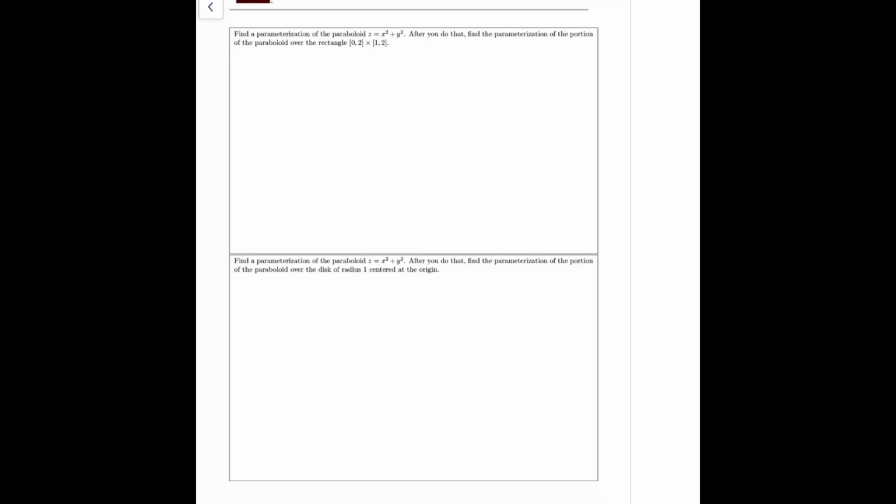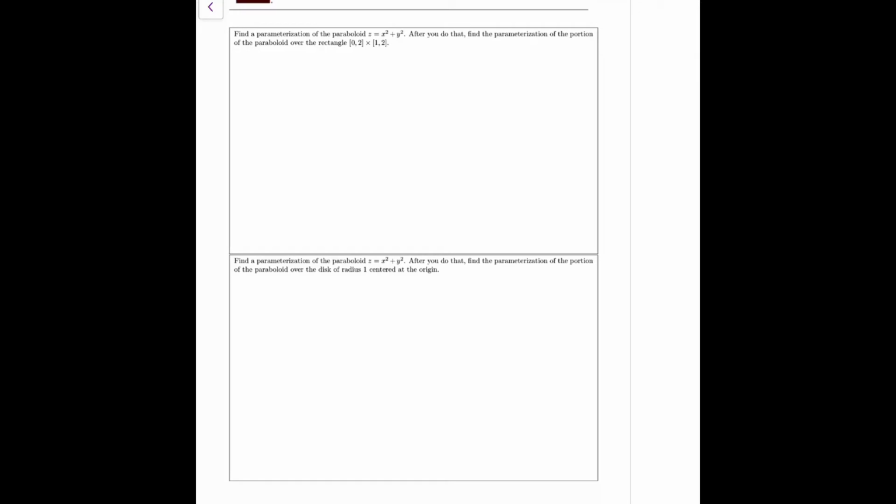In this video, we're going to find two different parameterizations for a paraboloid. Part of the reason for doing this is just to get practice finding parameterizations, but part of it is to illustrate that there's not one parameterization. There's really nothing unique about parameterizations. Okay, so find a parameterization of the paraboloid z equals x squared plus y squared.